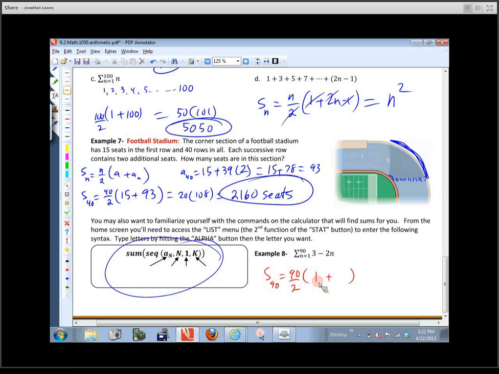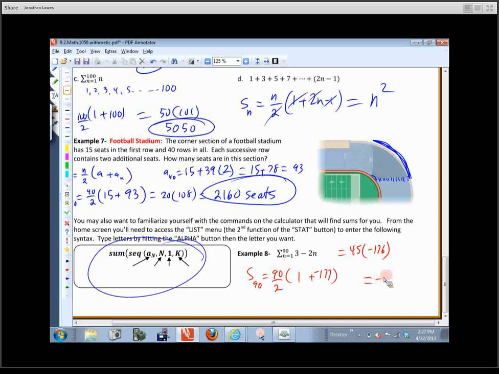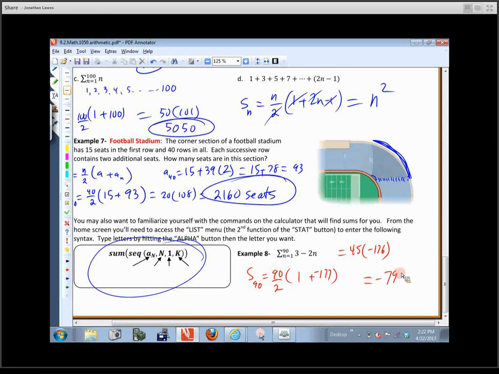Last term: plug in a 90, you get negative 177. So this is going to be 45 times negative 176. Is it okay for the answer to be negative? Yeah, absolutely. And what is it in this case? Negative 7,920. Okay. All right. Any questions?